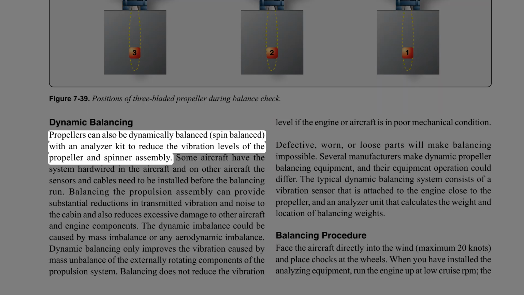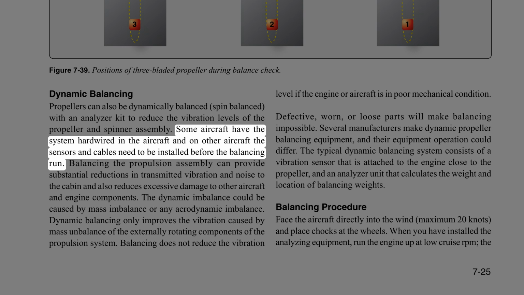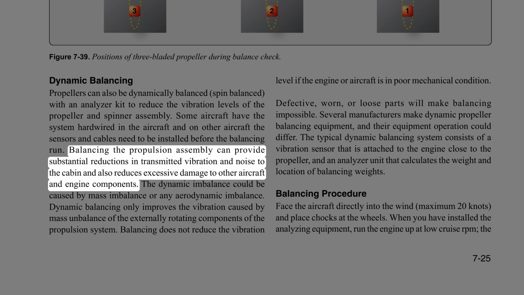Dynamic balancing. Propellers can also be dynamically balanced, spin balanced, with an analyzer kit to reduce the vibration levels of the propeller and spinner assembly. Some aircraft have the system hardwired in the aircraft, and on other aircraft the sensors and cables need to be installed before the balancing run. Balancing the propulsion assembly can provide substantial reductions in transmitted vibration and noise to the cabin and also reduces excessive damage to other aircraft and engine components.